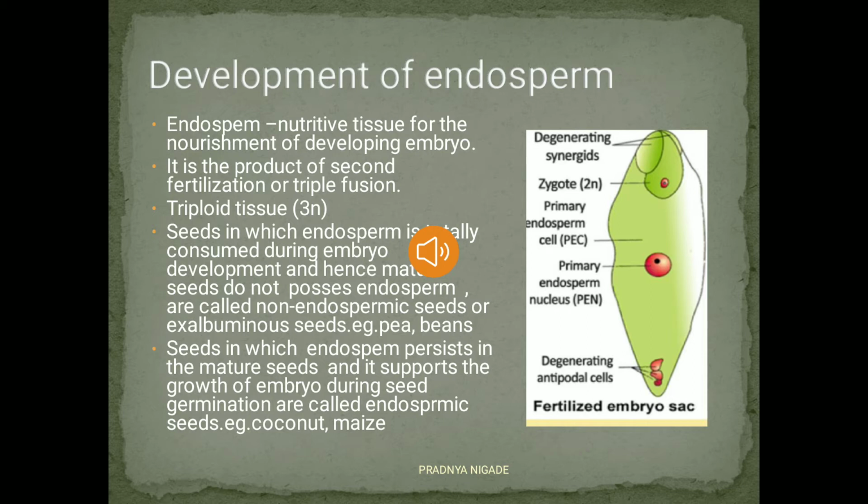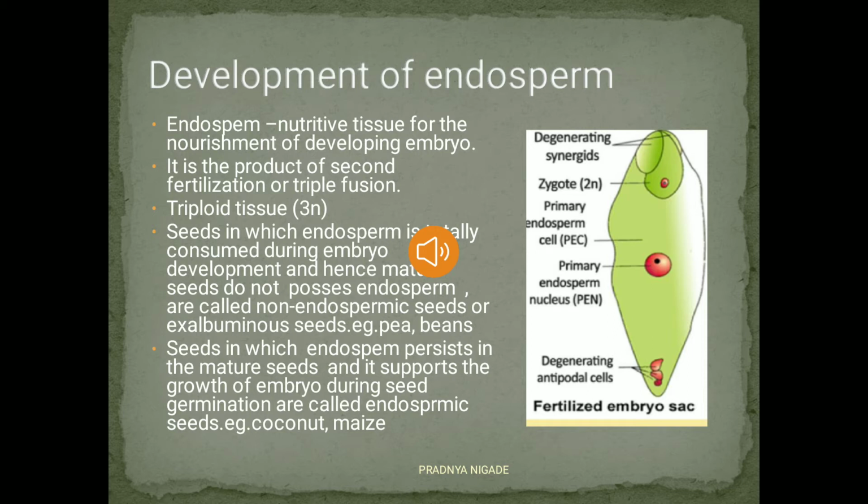Based upon the presence of endosperm in the seeds, seeds are classified into two categories, that is albuminous seeds and non-albuminous seeds. They are also called endospermic seeds and non-endospermic seeds. So let's see the details of the non-endospermic seeds.